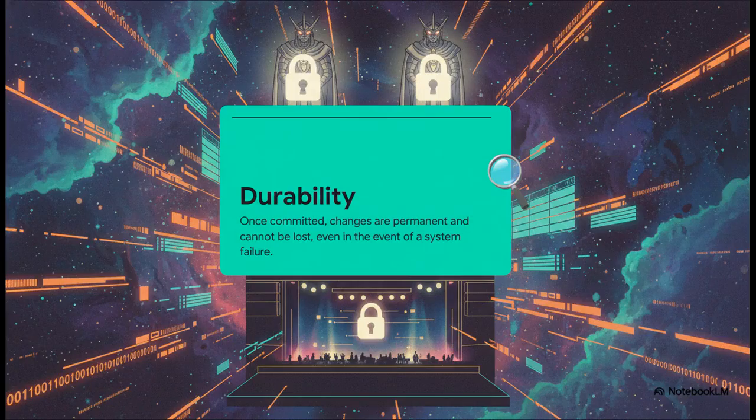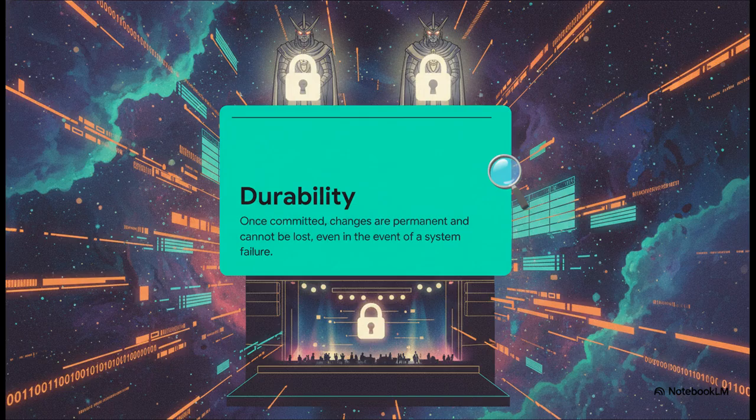And finally, durability. This is the ultimate promise. Once the database gives you the thumbs up and says a transaction is committed, that change is permanent. It's carved in stone. These changes are written to something called a transaction log, so they'll survive a power outage, a system crash, pretty much anything.